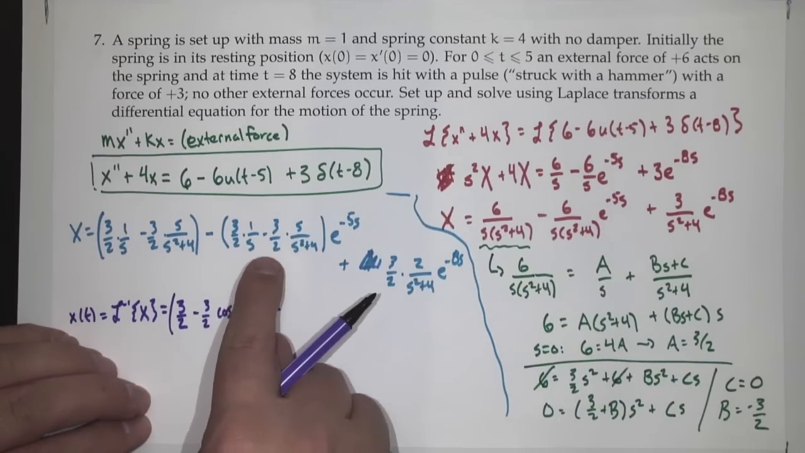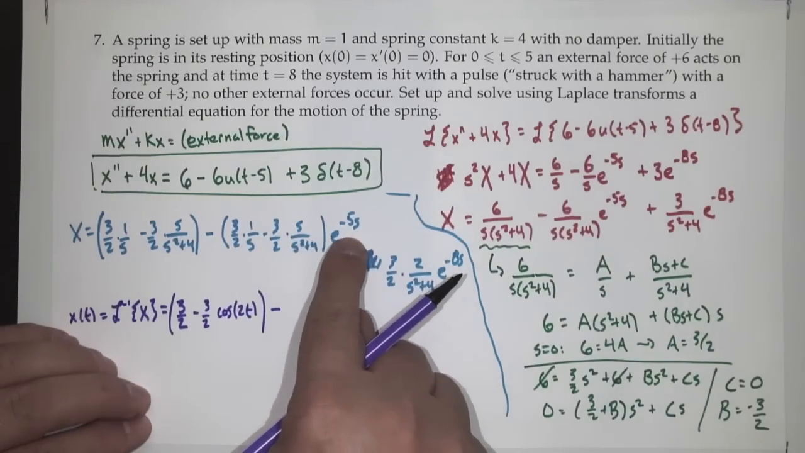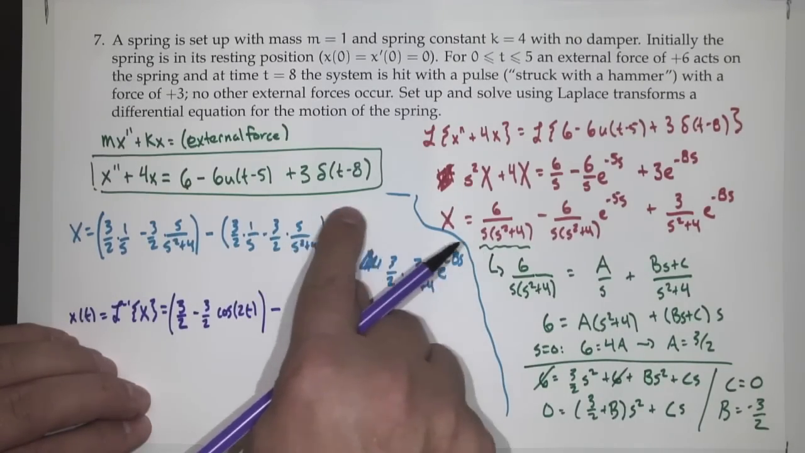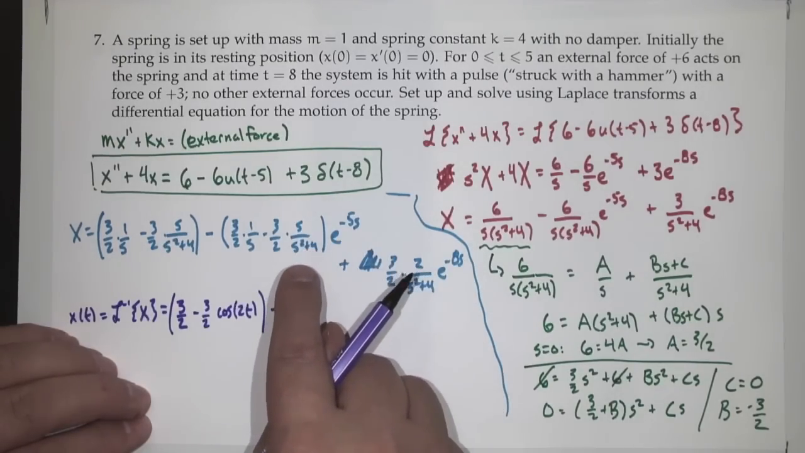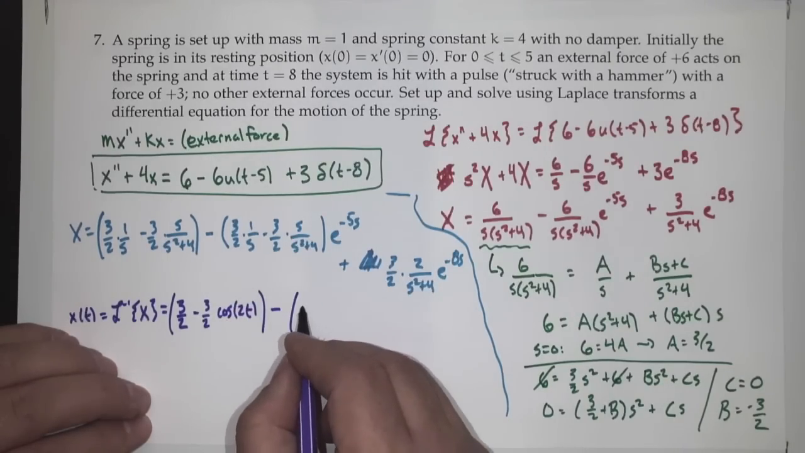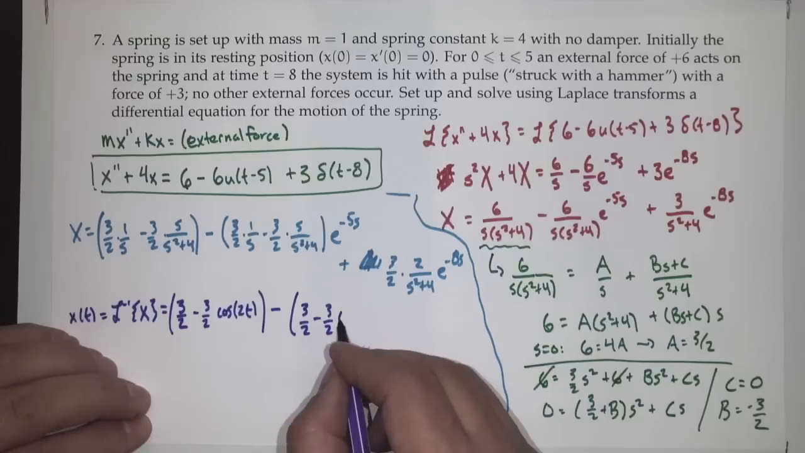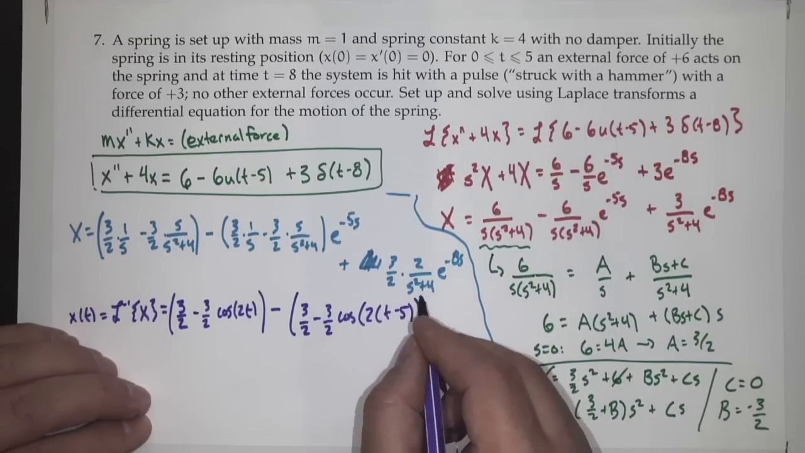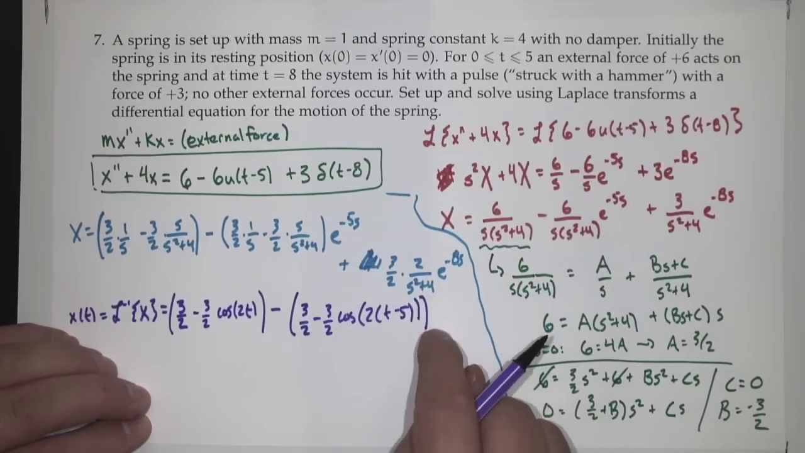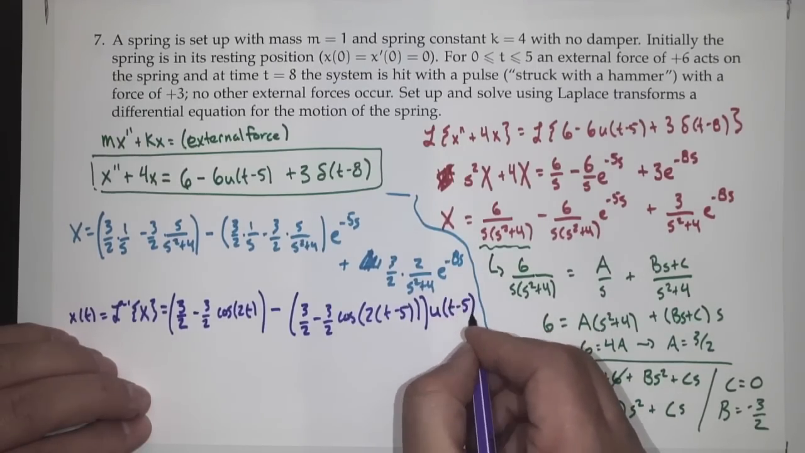Subtract. Now the next thing is going to be the same function shifted. So this e to the minus 5s says there's a shift. So I see, okay, everywhere I see a t becomes t minus 5. So 3/2 minus 3/2 cosine 2t minus 5. That's the shift. And then I have to add that on-off function, u of t minus 5.